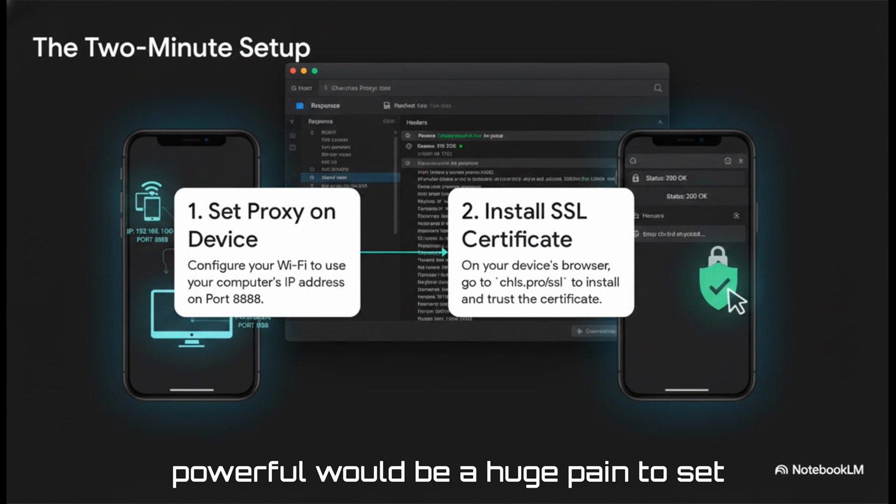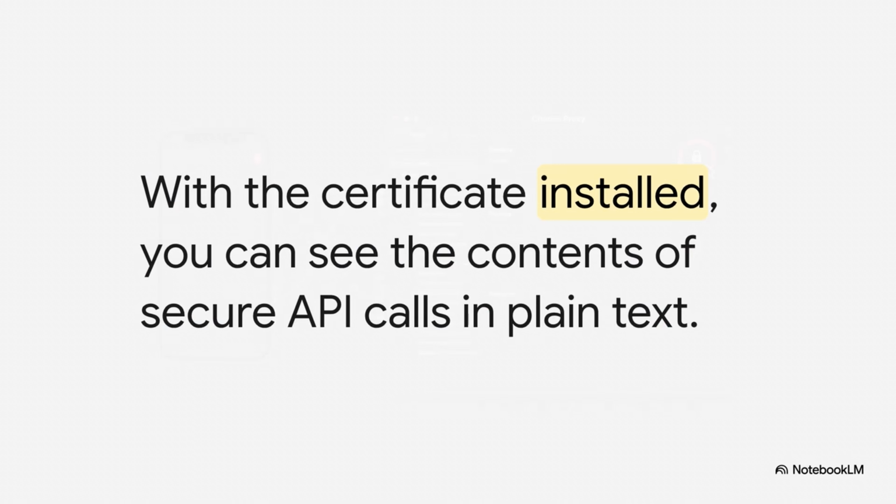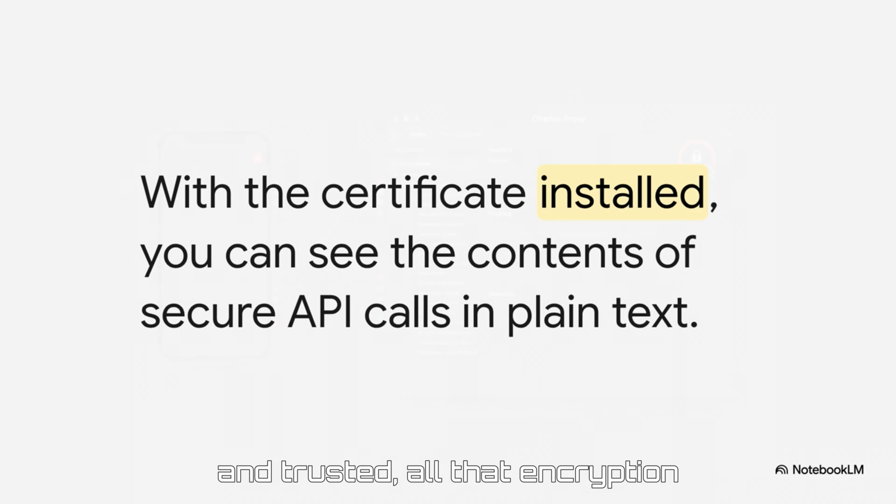And you'd think something this powerful would be a huge pain to set up, but nope, it's actually a super fast two-step process. First, you just go into your phone's Wi-Fi settings and tell it to send all its traffic to your computer's IP address on port 8888. That's where Charles is listening. Second, you open your phone's browser, go to the special URL chls.pro/ssl and install the Charles certificate. This second step is absolutely crucial because that's what lets Charles decrypt all the secure traffic. And just like that, the magic begins. Once that certificate is installed and trusted, all that encryption that normally hides everything, it's unlocked just for you. You can now see the contents of all your secure API calls in plain, readable text.